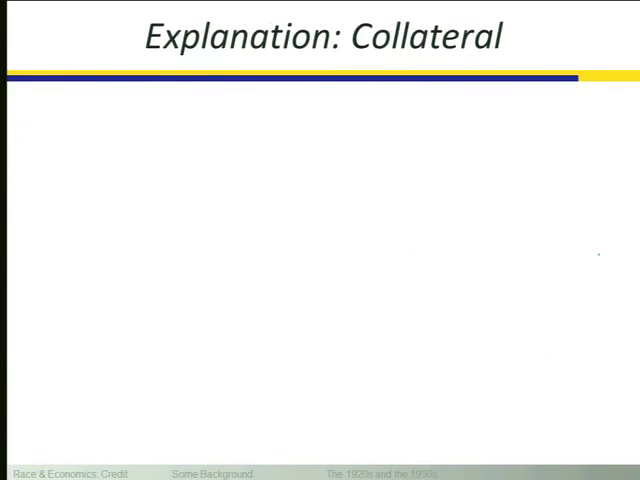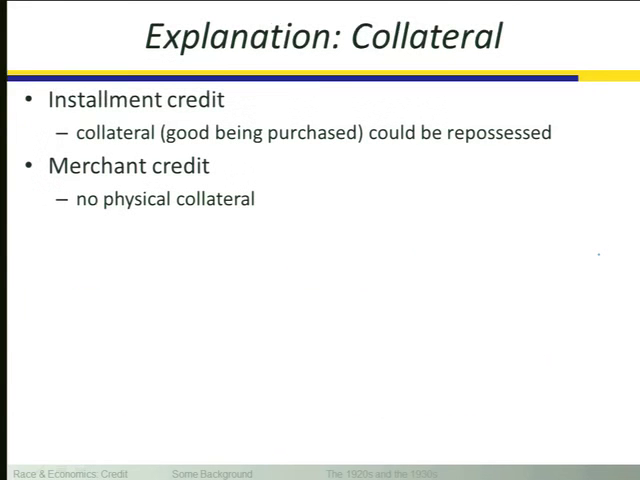So the argument that I offer is that the difference is due to collateral, that with the installment credit, the good being purchased served as collateral, and that with the merchant credit, the only collateral was your word, or your promise that you would repay. In the extension of merchant credit, there's a role for race and discrimination in the extension of credit by largely white merchants to black families, and that discrimination is overcome by the existence of physical collateral, a washing machine, phonograph, a piano, that can be repossessed if the family fails to make their payments.